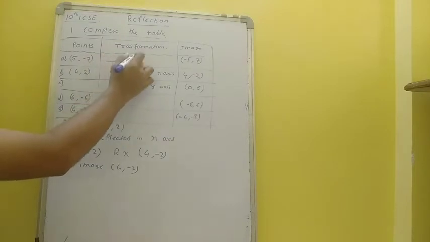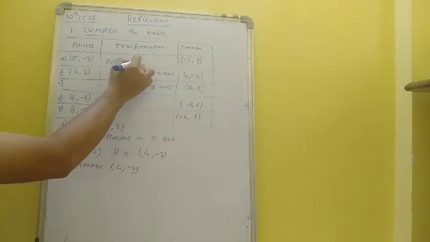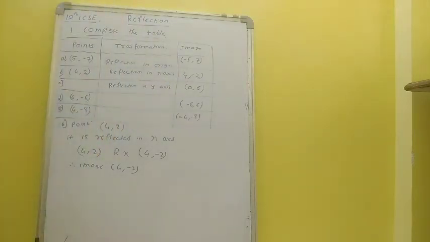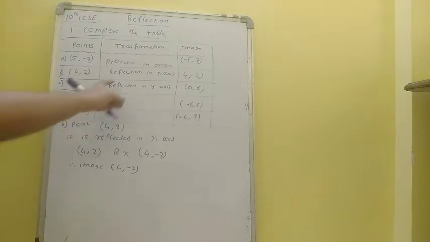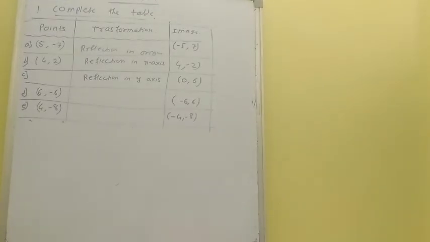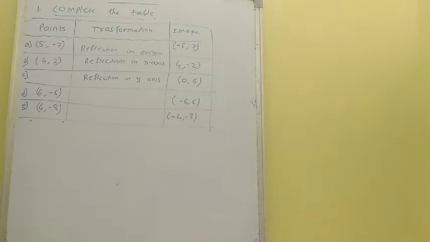I will write reflection in origin for the first one. Okay, so for B1 the image is 4 comma minus 2 where it is reflected in x axis. Now the next one is given that it is reflected in y axis. Okay, so we have the coordinates as 0 comma 6 as the image.